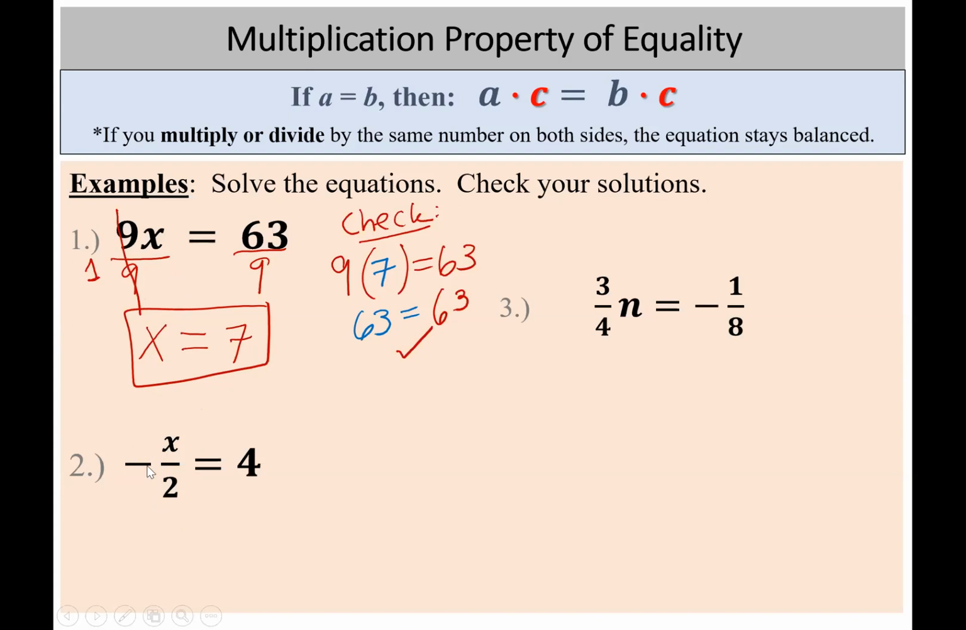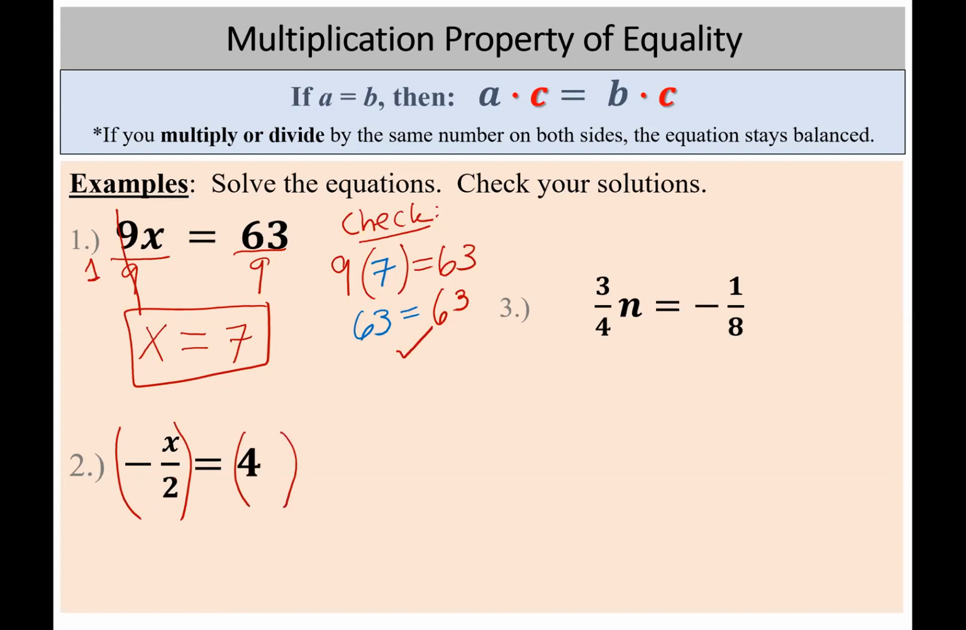Also at the same time, there's this negative sign. We don't want that to stay there in the final answer. We don't want negative x, we want just x. So here's what we can do to take care of both of those things all at once.